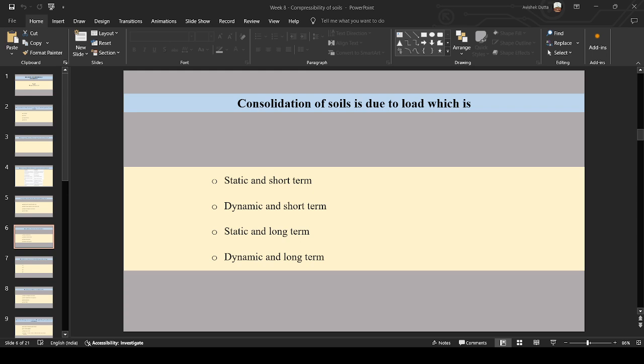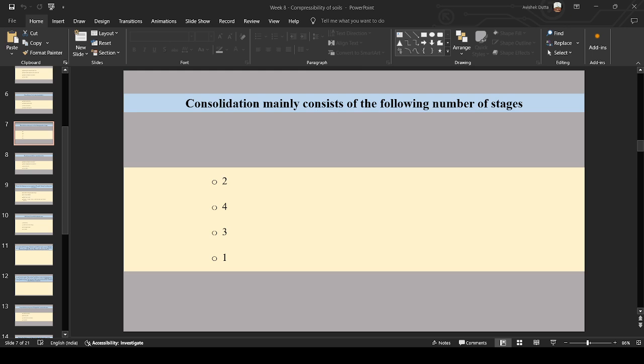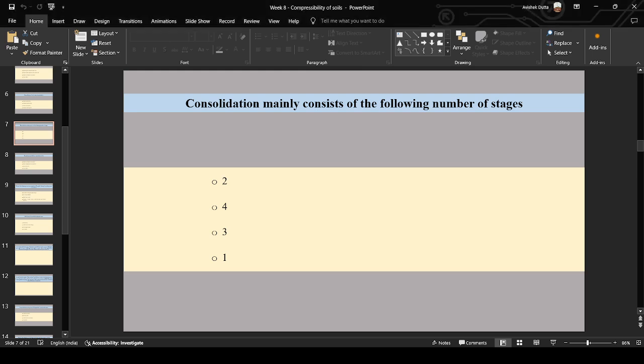Next question. Consolidation mainly occurs in the following number of stages: 2, 4, 3, or 1.